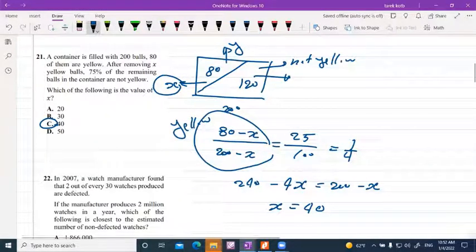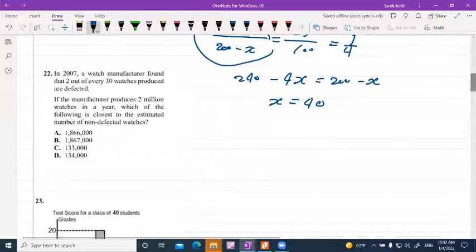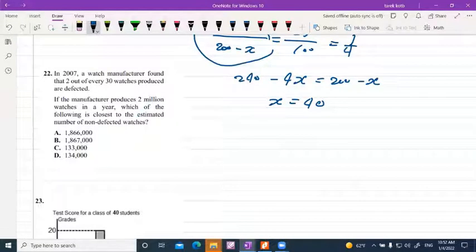Number 22: in 2007, a watch manufacturer found that 2 out of every 30 produced are defected. Defected means they are not working. If the manufacturer produces 2 million watches in a year, which of the following is closest to the estimated number of non-defected? Okay, if 2 out of 30 are defected, so 28 are not defected out of 30.